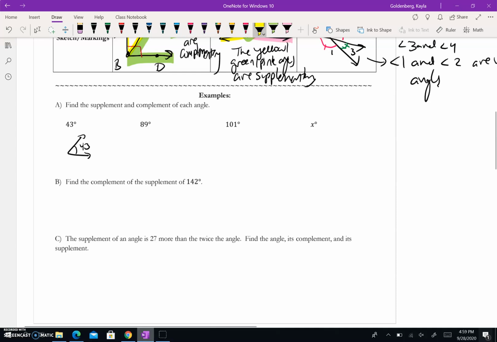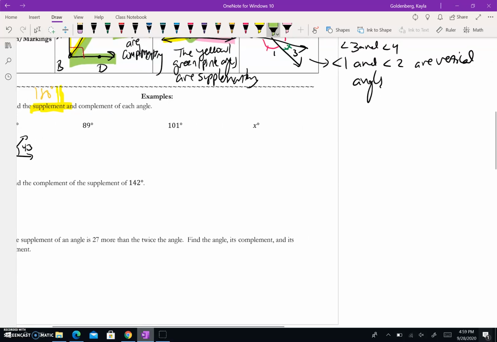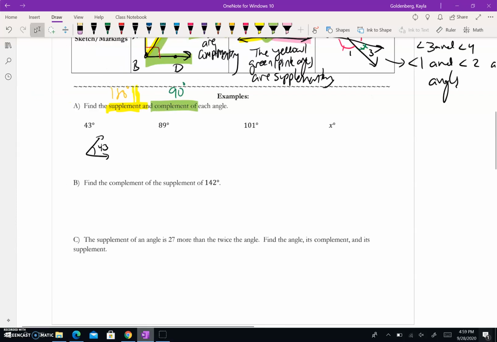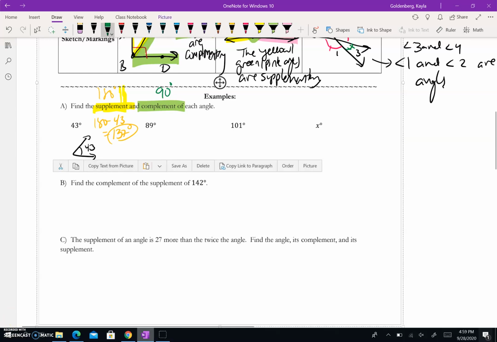Now remember, supplementary is adding to 180 degrees. And in contrast, complementary is the other angle that would combine with it to make 90 degrees. So I'm going to color code them. If I'm doing the supplementary, that's 180 minus 43, which is 137 degrees. And then our complement is, okay, what's the other angle that with the 43 would create a right angle?